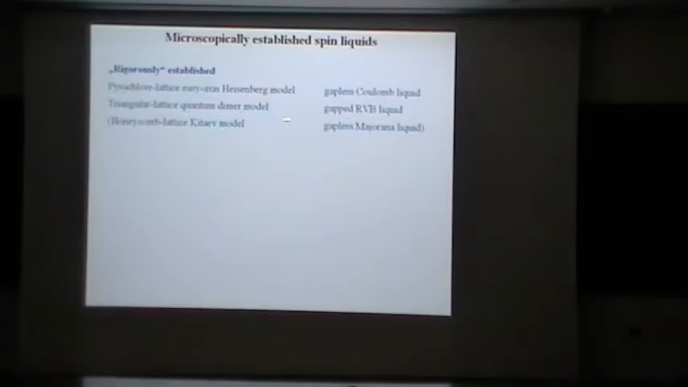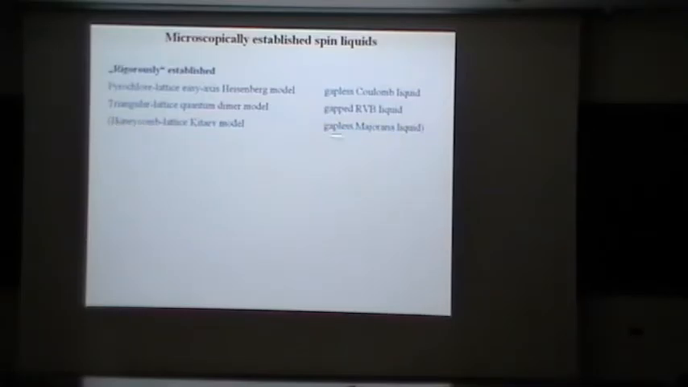I forgot to add citations here. On the pyrochlore lattice, there is a certain Ising Heisenberg model, which in a certain limit actually turns out to be exactly solvable. This realizes such a gapless liquid with a U(1) gauge structure. Then for the triangular lattice, there is a bosonic model, work of Messner and Zondi. It has been shown by convincing numerical simulations that such a gapped RVB liquid with Z2 gauge structure is actually realized. And there's another example which has been mentioned already, namely a Kitaev model, like a compass model on a honeycomb lattice, which realizes a gapless Majorana liquid.